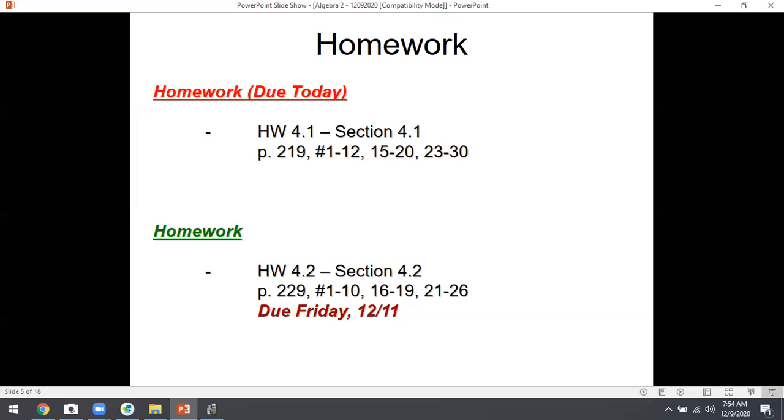All right, here's a new one, 4-2. Write it down real quick. Page 229, 1 through 10, 16 through 19, 21 through 26. Due Friday, got 2 days. Tomorrow you got a work day again. I don't think you're going to need it. I think like yesterday was kind of overkill with work time because it was an easy assignment.